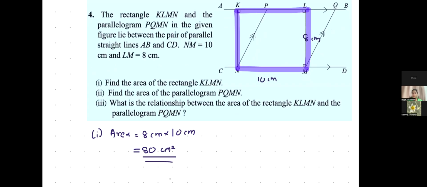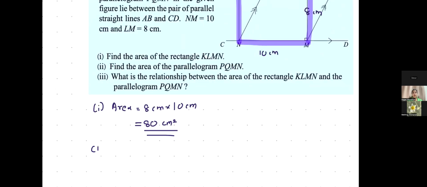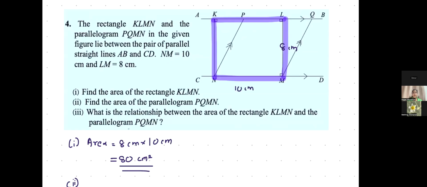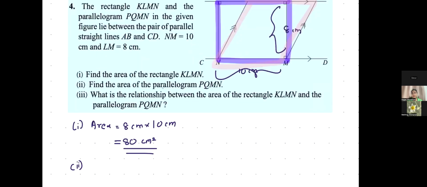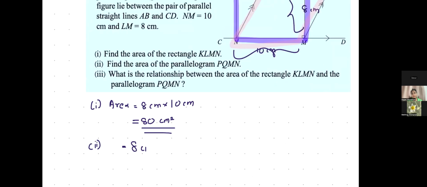If square is not written, again, no marks. Area of the parallelogram PQMN. PQMN is this. What did you get? Again, you got 80, no? We find the area of a parallelogram as base into perpendicular height. Now here the base is 10, perpendicular height is 8. So again, it's 8 centimeters into 10 centimeters. That would be 80 square centimeters.